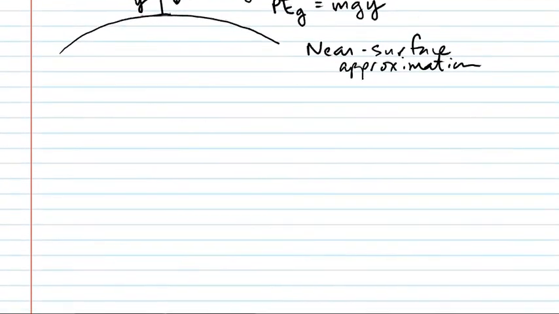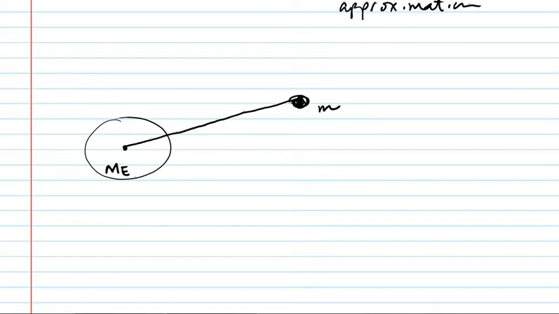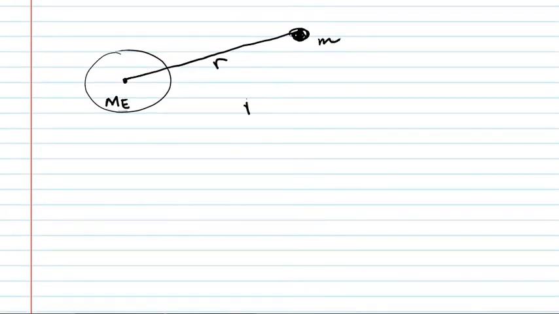Anyway, let's consider now the entire Earth, the center of the Earth, and an object that's located not close to the surface of the Earth necessarily. So here's an object out there somewhere, has a mass m. If this is indeed the Earth, we could say its mass is the mass of the Earth. And suppose that the distance from the center of the Earth out to that mass is r.